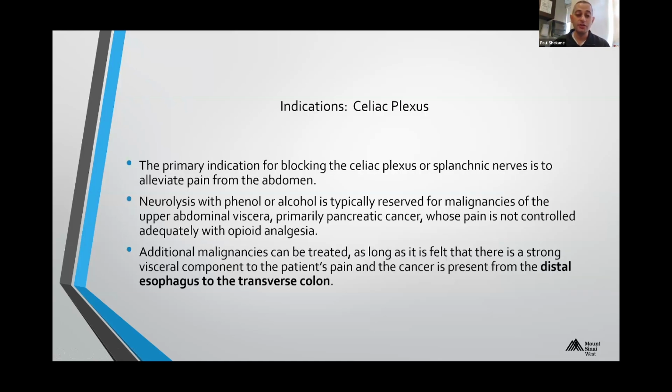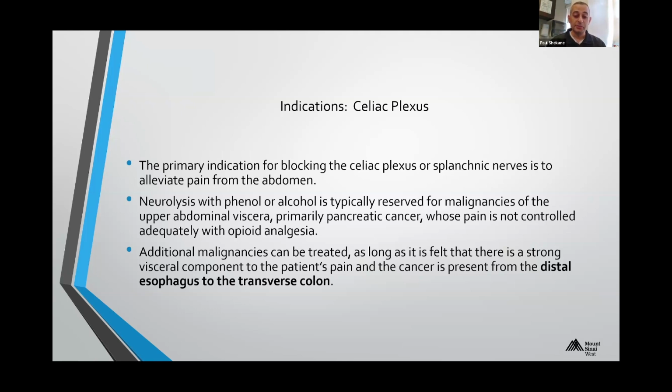The primary indication for performing a celiac plexus block is to alleviate abdominal visceral type pain. Neurolysis can be performed after a successful diagnostic block, where phenol or alcohol can be injected instead of just local anesthetic to ablate those nerves to afford the patient longer lasting relief. But usually a diagnostic block is performed first, prior to neurolysis, to make sure the patient will improve before a more definitive neurolysis is performed.